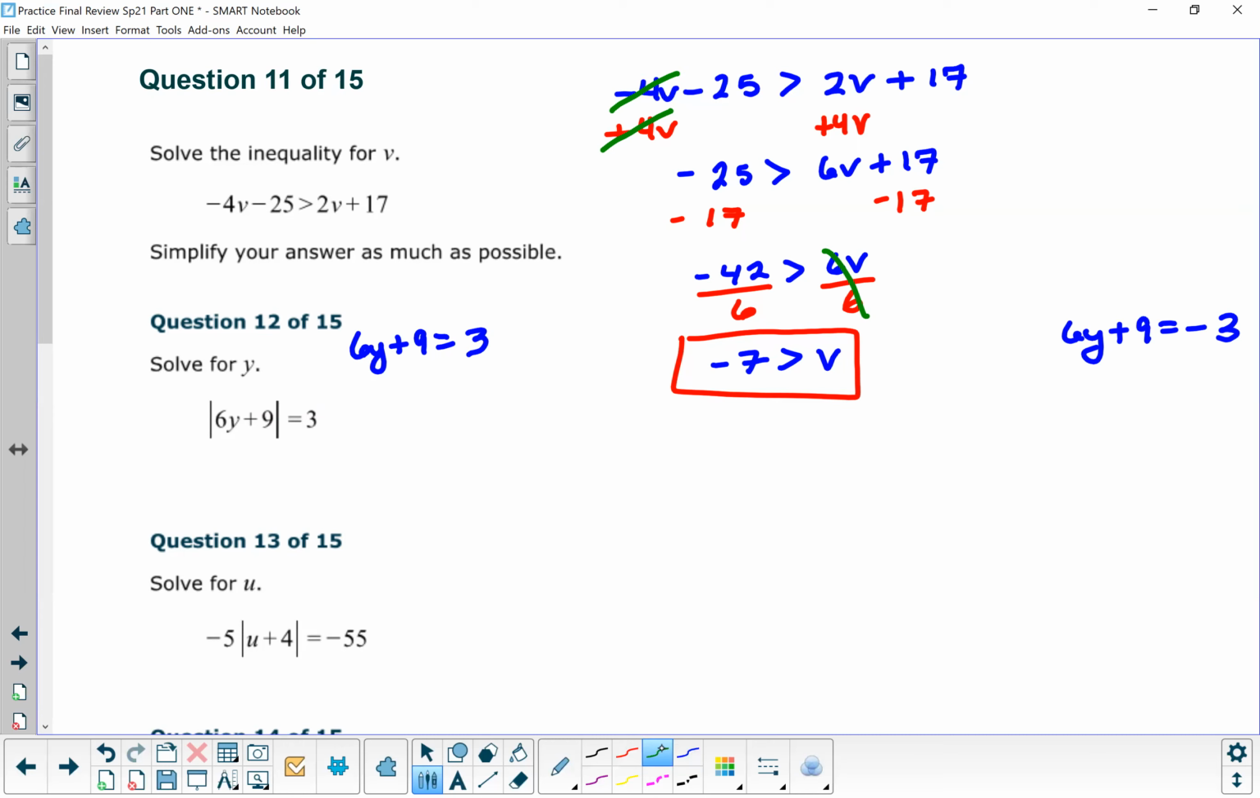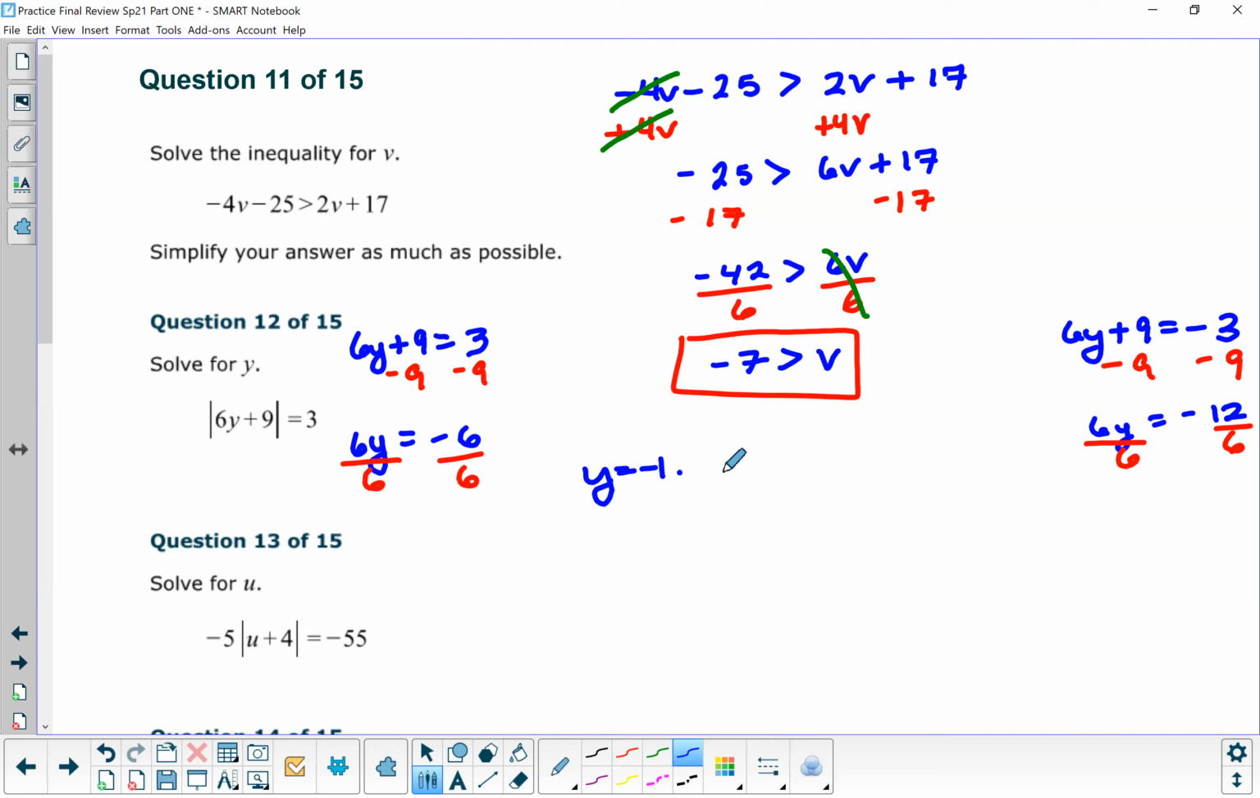So here we go. Now we're going to solve, subtract 9 from each side. I'll do this for both of them. So we have 6y equals negative 6, and then we have 6y equals negative 12. Divide by 6 on each side. So we have 1y equals negative 1, and then we have 1y equals negative 2. So there are our solutions.